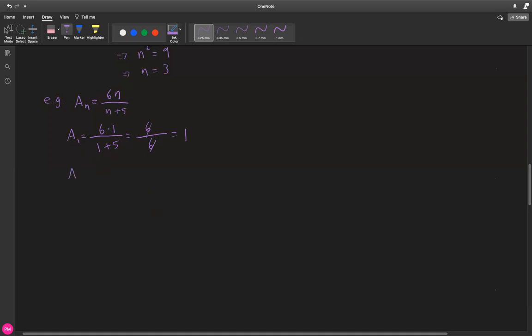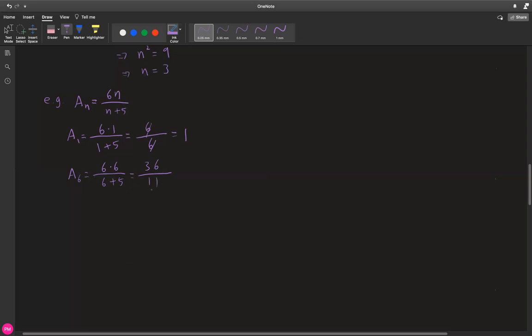Then what about the 6th term of the sequence? In order to find the 6th term, we do it the same way. You plug in 6 for every n you see. So 6 multiplied by 6 divided by 6 plus 5. So 6 times 6 is 36, and 6 plus 5 is 11.